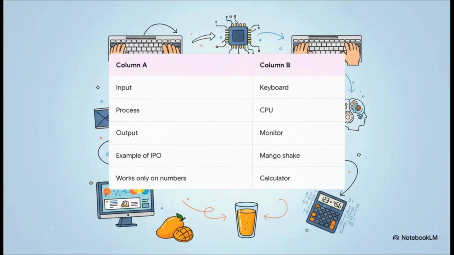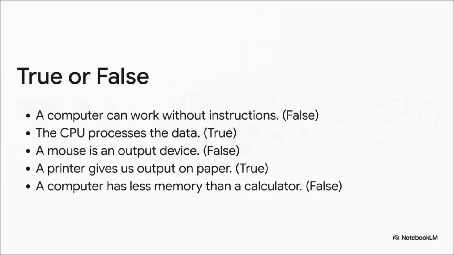Okay, let's rapid-fire match these columns. Input links to the keyboard, since that's how we enter data. Process connects to the CPU, our brain. Output links to the monitor, where we see the result. A real-world example of the IPO cycle, that's making a mango shake. And the device working only on numbers? Yup, that's the calculator.